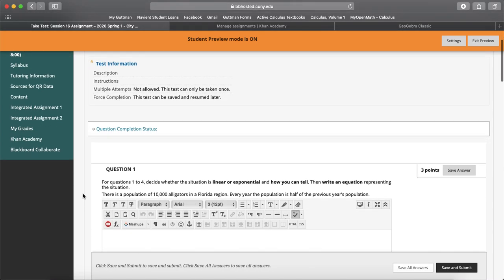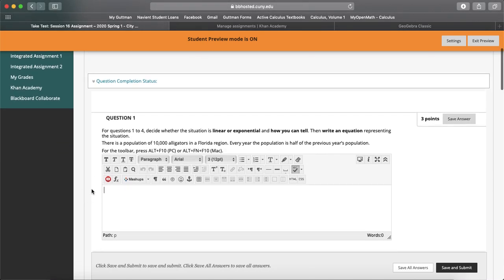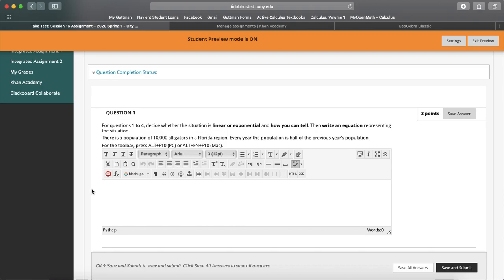And I'm just going to use the space in the first question. For some of these problems, you'll have to write an exponential equation. If you're writing an exponential equation, you'll have to write the x variable as an exponent. Or if you plug into the x variable, you'll also have to write that number as an exponent. So I want to show you where the exponent button is.